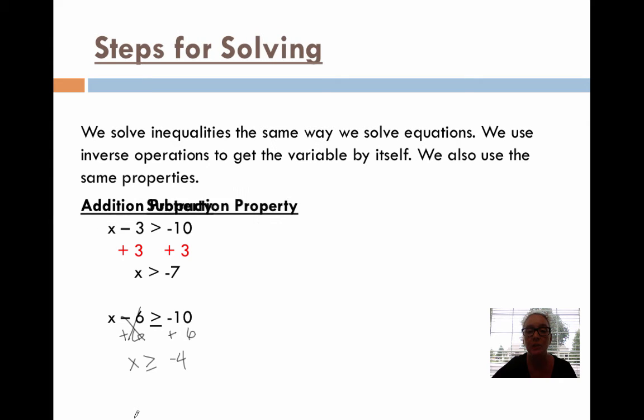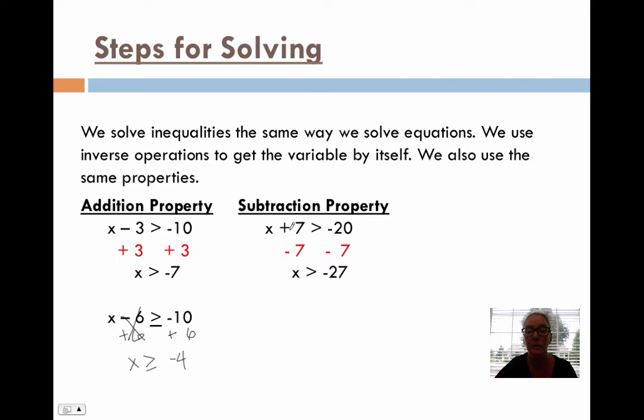Now for the subtraction property. We have x plus 7 is greater than -20. So we're going to subtract 7 from both sides of our inequality. And when we cancel out, we have x is greater than -27 because we're subtracting 7 from both sides.